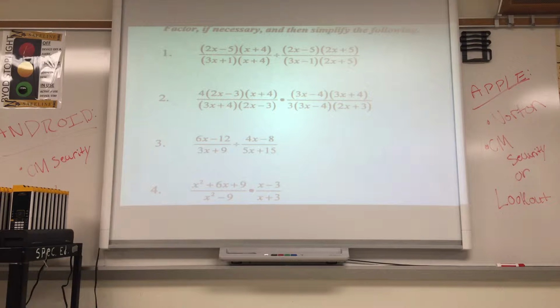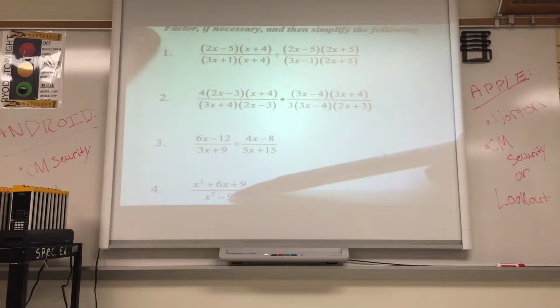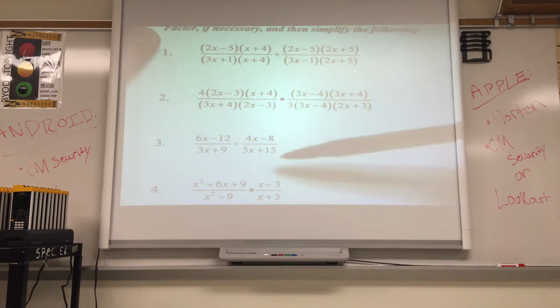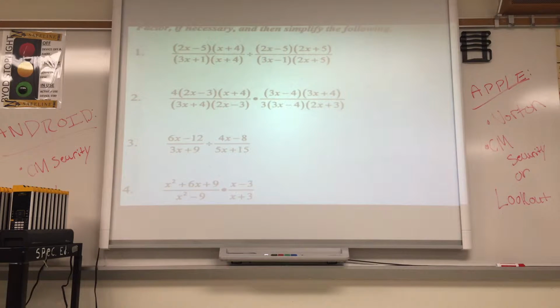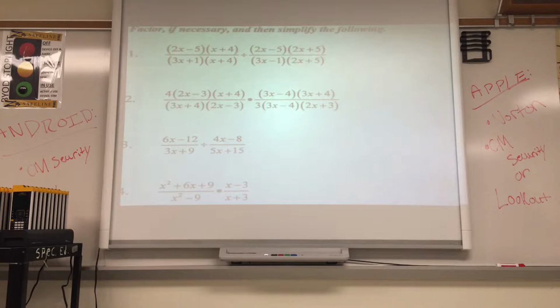So if you look at number 1 and 2 right here, they're already completely factored out. Most of the time it's going to look something like this, and even more difficult things to factor. So trinomials, binomials, difference of squares, sum and difference of cubes, stuff like that. But the point is, you need to remember how to factor. And it's really going to come into play in this unit when we're dealing with rational functions.